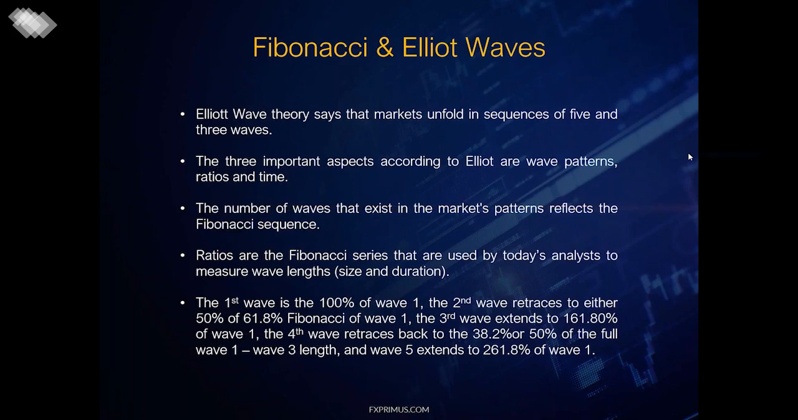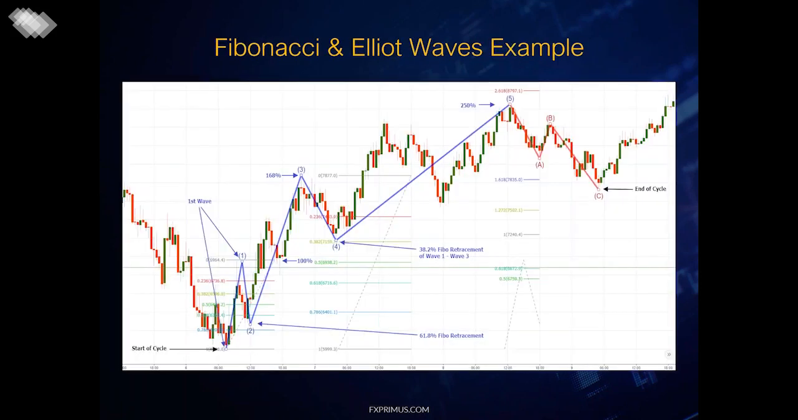Now, the first wave is the 100% of wave one. The second wave retraces to either 50 or 61.8 Fibonacci of wave one. The third wave extends to 161.8 of wave one. The fourth wave retraces back to the 38.2 or 50 of the full wave one, wave three length, and wave five extends to 261.8 of wave one. Let me tell you exactly what I mean.